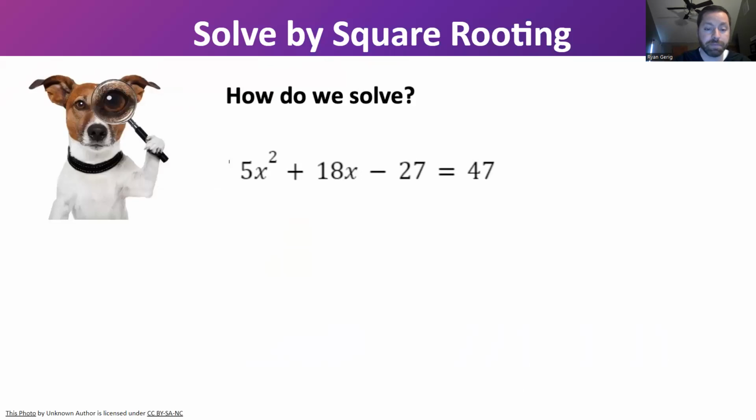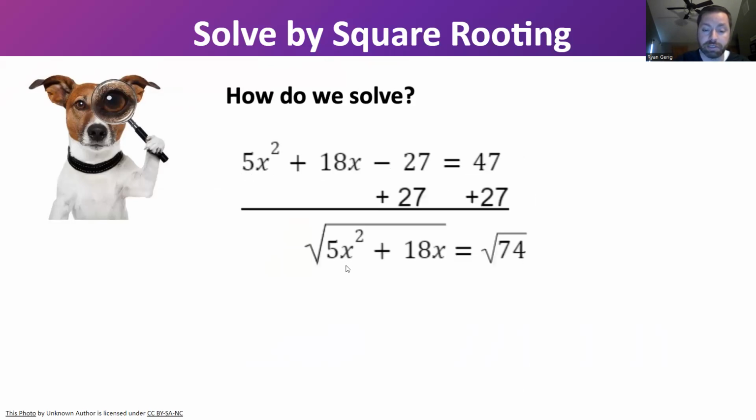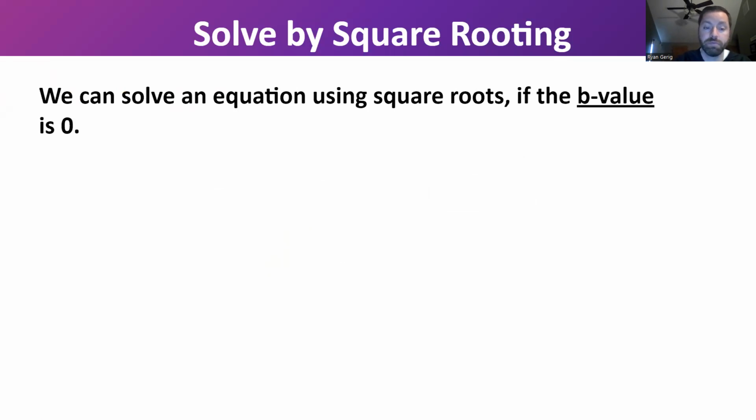Let's solve this quadratic equation. Let's get x by itself. I'm going to add 27 to both sides. When I do that, I get 5x squared plus 18x equals 74. To get rid of that squared exponent, I need to take the square root of both sides. Well, that becomes a problem. This 18x gets in the way. I can't take the square root of this yet. If I bring the 18x over to the other side, I can't take the square root over there either. So what do I have to do? Well, that problem we can't solve yet. We don't have the method to solve that one yet.